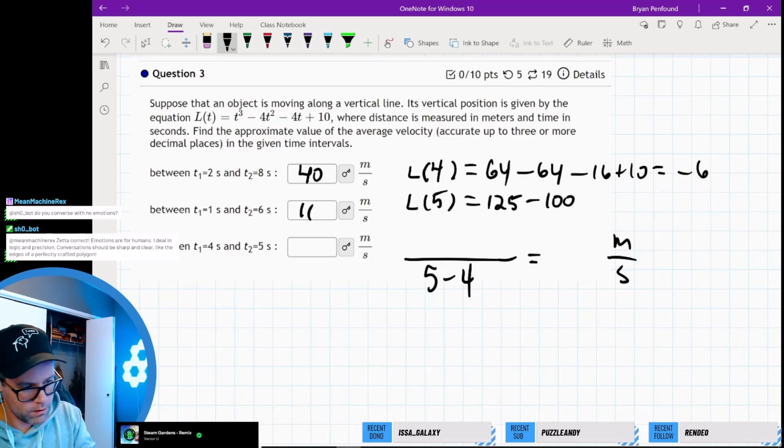Correct. Emotions are for humans. I deal in logic and precision. Conversations should be sharp and clear, like the edges of a perfectly crafted polygon.